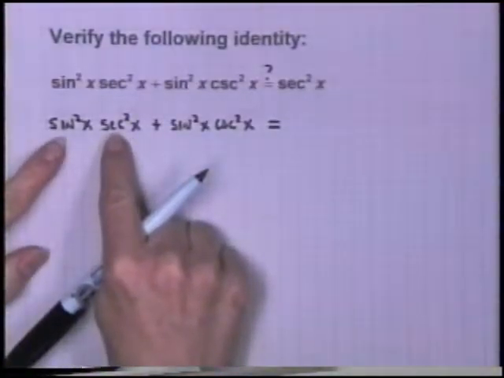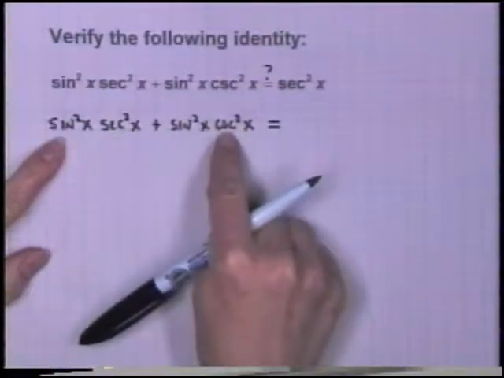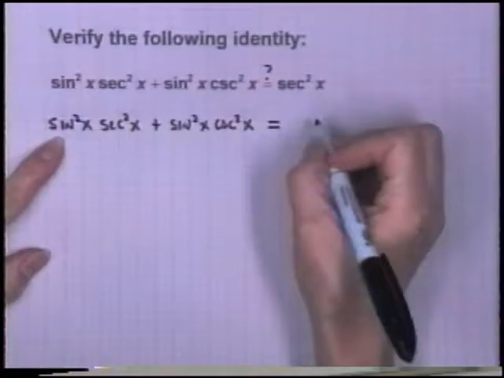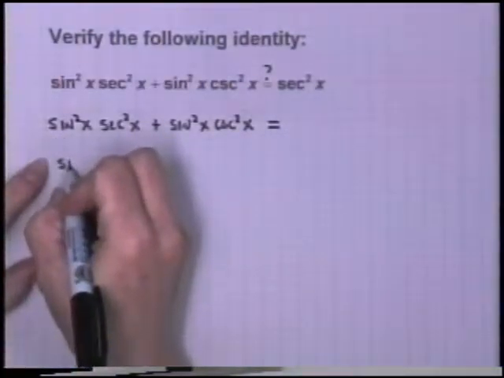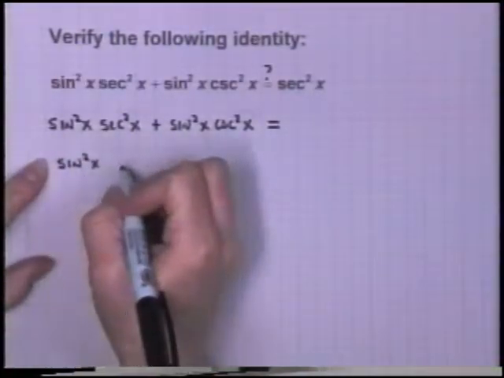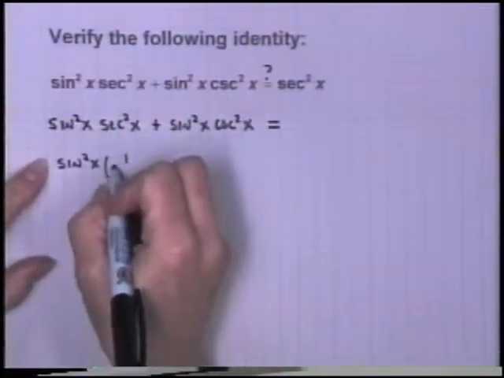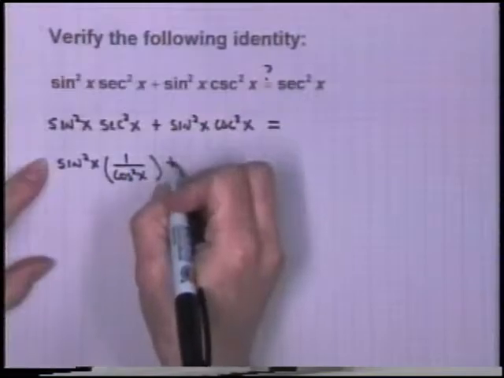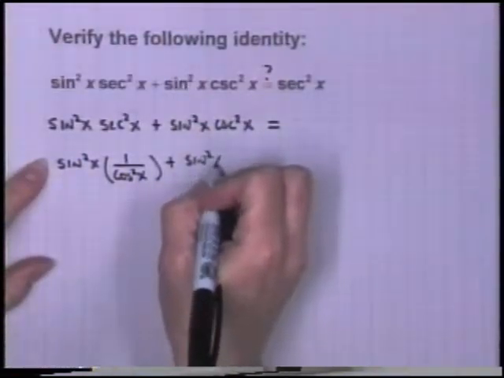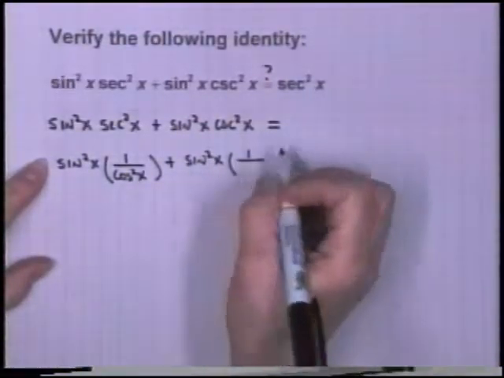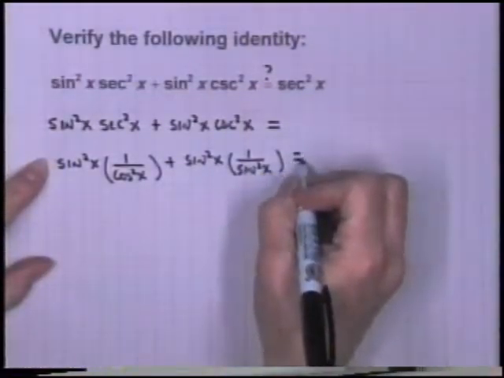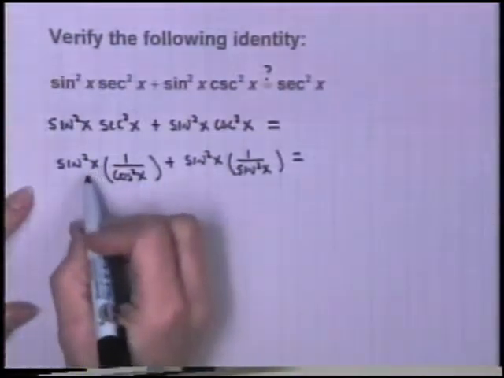I think what I'm going to do is just go ahead and replace secant squared with 1 over cosine squared, and replace cosecant squared with 1 over sine squared and see what happens here. Let me come down this way so we'll have plenty of room. So I have sine squared x times 1 over cosine squared x, plus sine squared x times 1 over sine squared x.